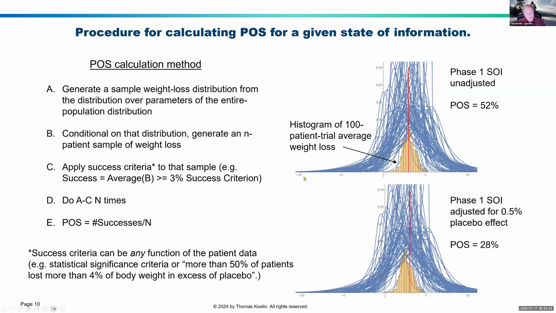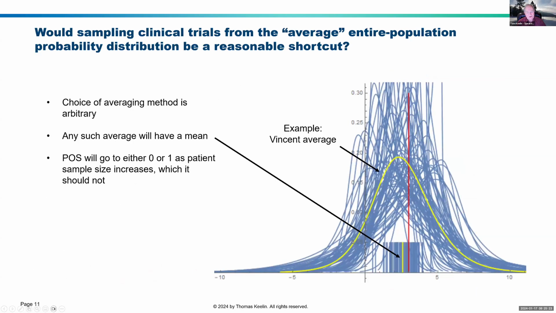Now, I think this is a relatively robust procedure for calculating probability of success of a phase 3 trial for a given state of information, in this case, phase 1. I would note here that this success criterion doesn't have to simply be an average greater than a target. It could be any function whatsoever of the patient data. So you could put in statistical significance criteria, or even a more complicated criterion, such as more than 50% of the patients lost more than 4% of body weight in excess of placebo. Well, once you have the sample of patient data, all of these things can easily be calculated. And so you could determine success or failure from that and still use exactly this method. So that gives us a method for calculating probability of success given a state of information.